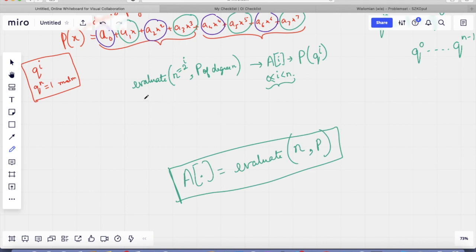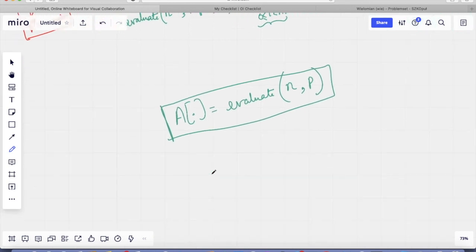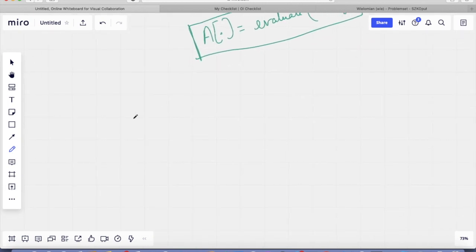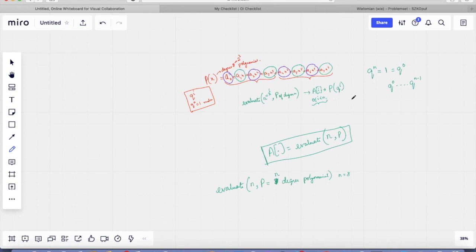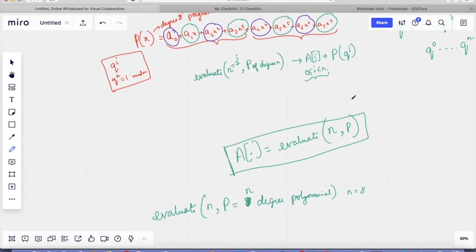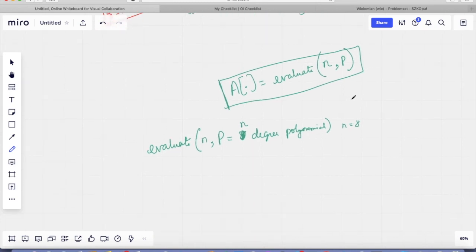Now, how can we make an implementation of this evaluate function so that it is faster than n squared? So this is what we do. In evaluate, we are, let's say, given n and P equal to that 8-degree polynomial, or rather in a general case an n-degree polynomial, where here I have considered n equal to 8. Now we separate the stuff like this. So first let me write P.